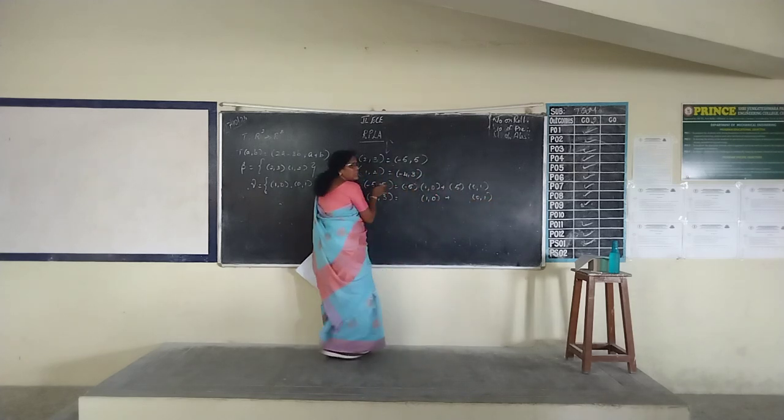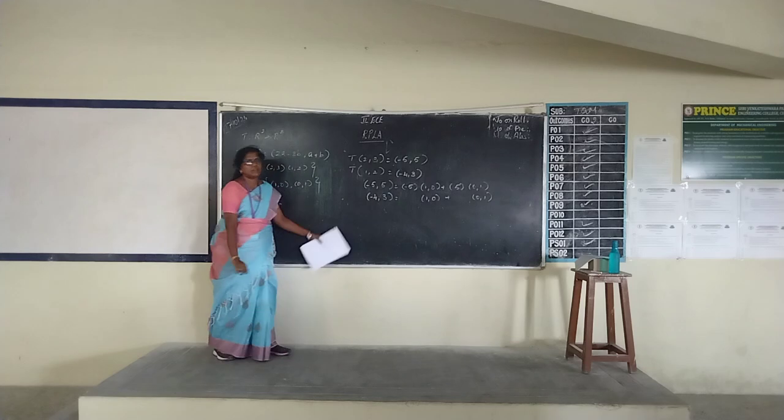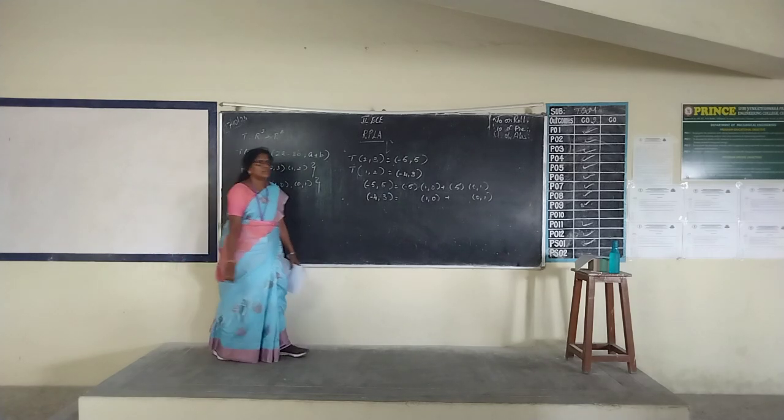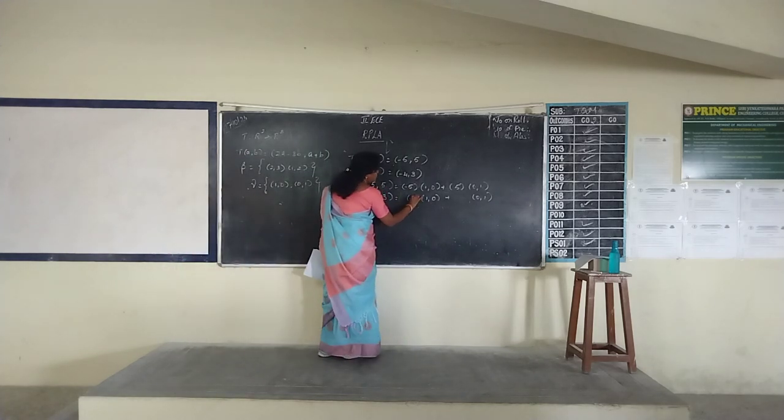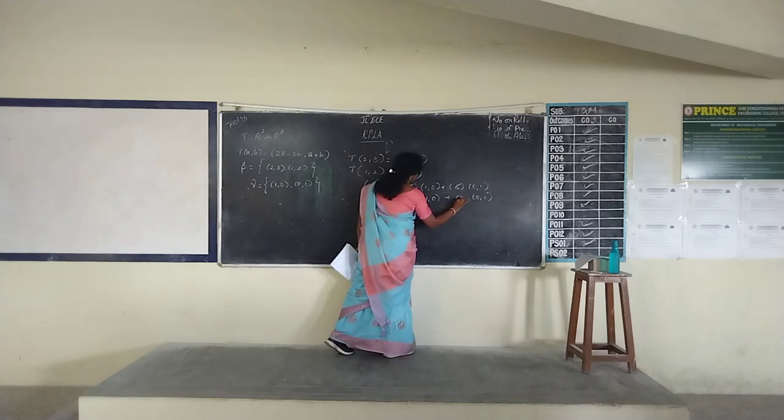Then you simplify and now you have to get this answer. That is the representation. Tell me for the next one. Minus 4, 3.